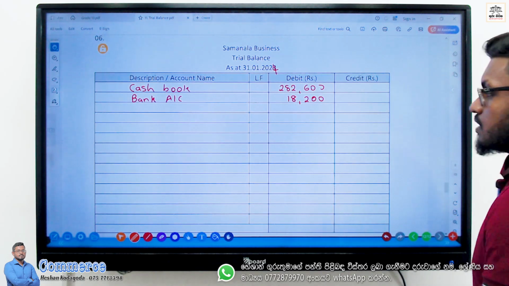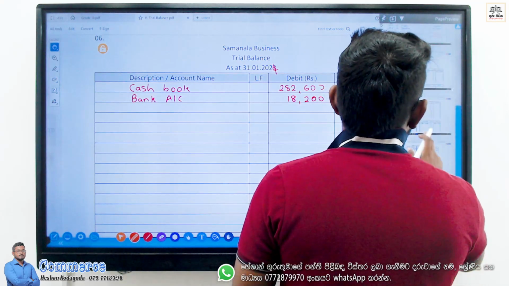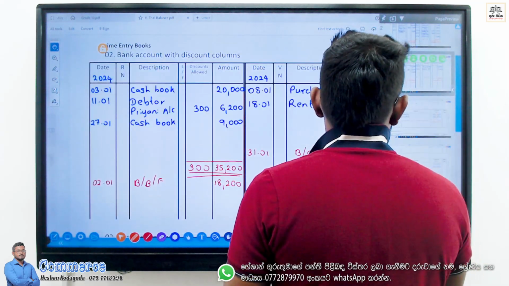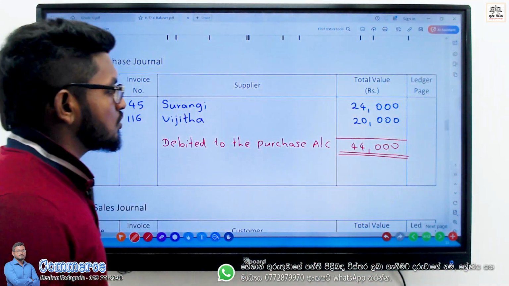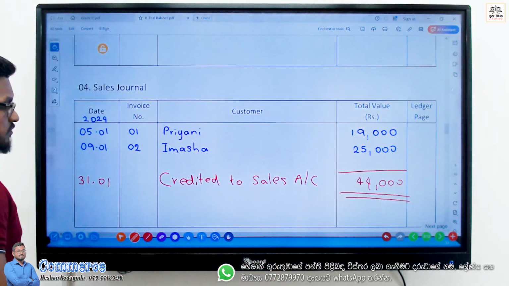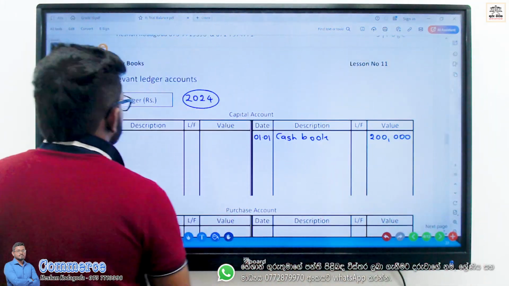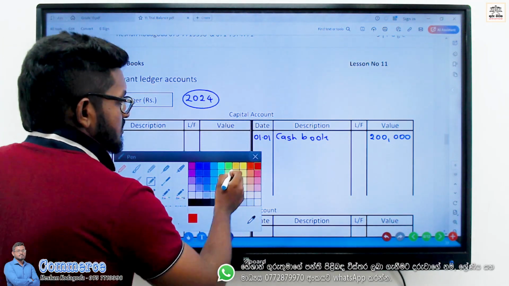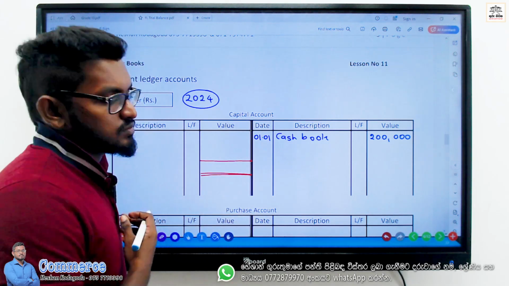Right. Let's go to the other one. Bank account done. We can't balance the purchase journal since not performing the dual function. Sales journal we can't balance it since not performing the dual function. Right? So now it's time for the ledger accounts. Let's balance the ledger account, right? Okay.